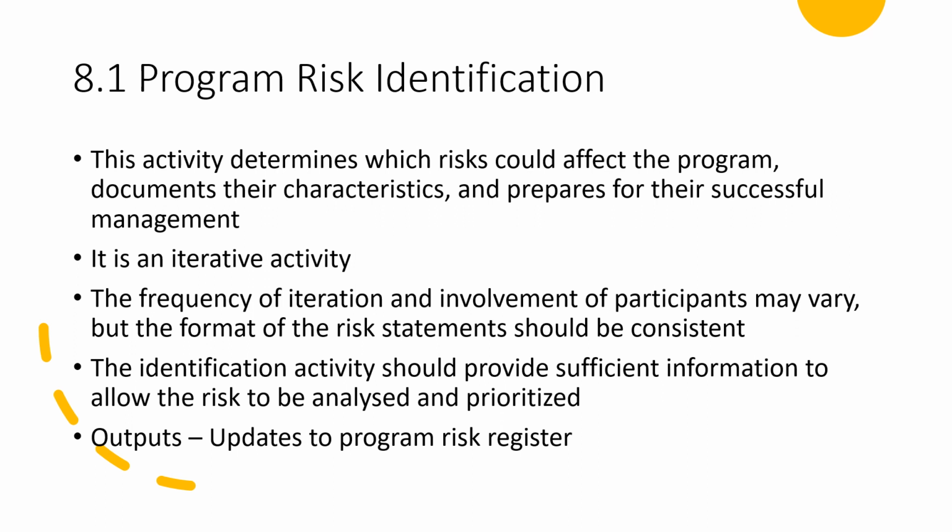The first topic in program risk management is program risk identification. This activity determines which risks could affect the program, documents their characteristics and prepares for their successful management. Program risk identification is an iterative activity. The frequency of iteration and the involvement of participants may vary, but the format of the risk statement should be consistent. The identification activities should provide sufficient information to allow the risk to be analyzed and prioritized. The output of program risk identification is updates to the program risk register.